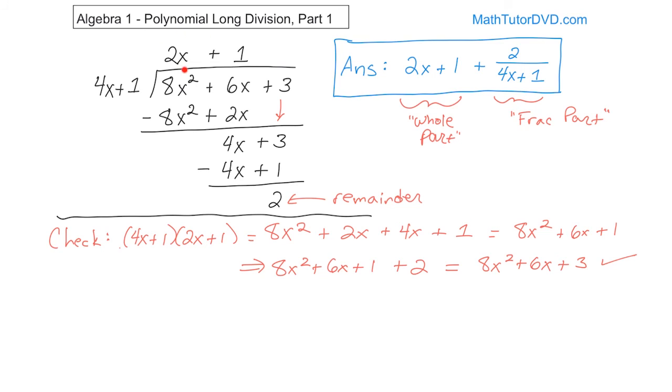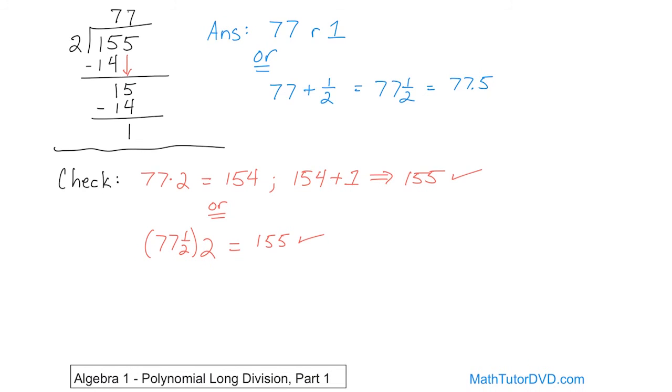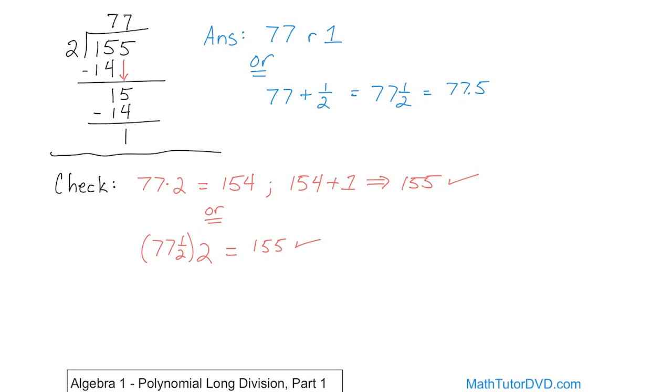So when we take our answer up here, multiply it by this, and then add the remainder that we got, at the end, we got exactly what we should, which is under here. This is exactly the same thing as we did up here. We took 77, right here, multiplied it by 2. This is what we got. We added our remainder, and what we got was what was underneath this division symbol. So we know that the answer is correct.